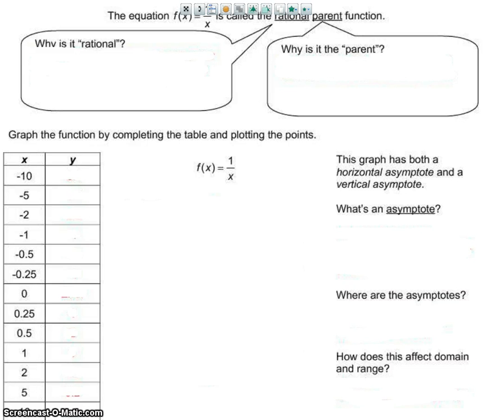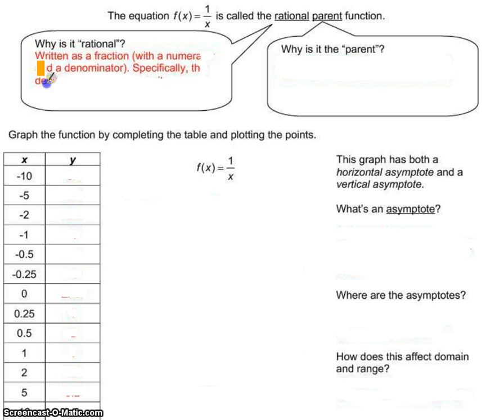Okay, class, today we're going to be doing is your parent a rational function? So first we want to say, why is it rational? If I look at f of x equals 1 over x, this is called a rational parent function because you have a ratio, which is a fraction. So written as a fraction with the numerator and the denominator, specifically the denominator has an x in it. Make sure you understand that the denominator has to have an x. So go ahead and copy this down.